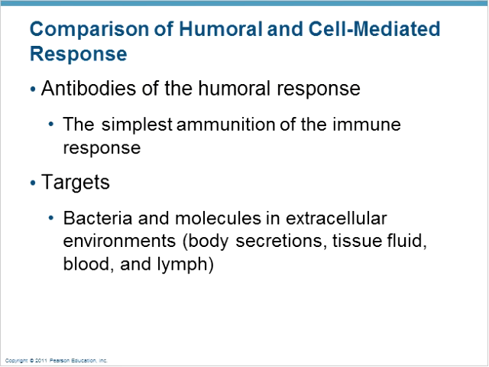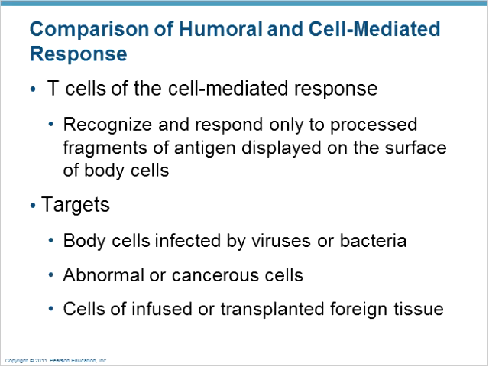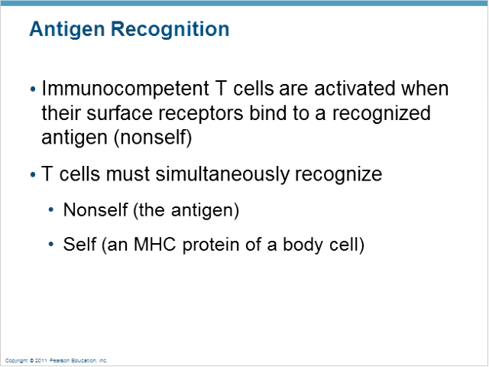The comparison of a humoral and cell-mediated response. Antibodies are the humoral response, the simplest ammunition of the immune response. Antibodies are very specific. The targets are bacteria and molecules in the extracellular environment: body secretions, tissue fluids, blood, and lymph. T cells of the cell-mediated response respond only to processed fragments of antigens displayed on the surface of body cells. Their targets are body cells infected by viruses or bacteria, abnormal or cancer cells, or cells that are infused or transplanted from somebody else. So when somebody gets a transplant, it's these cells that can actually mess up the transplant and cause a rejection based on that specific reaction.